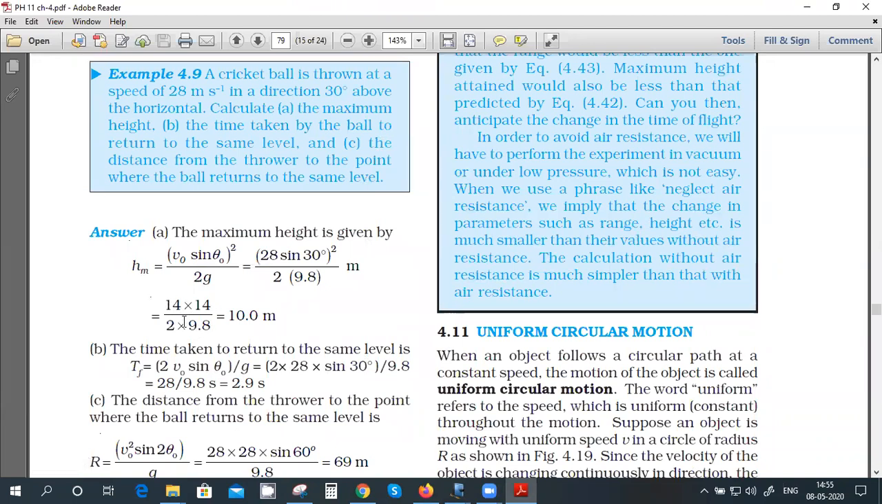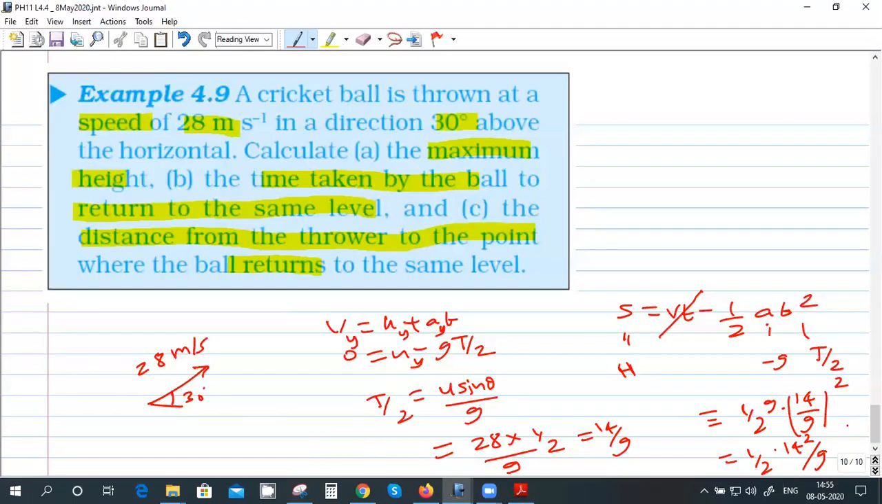14 square by 2g. That's what I got, right? 14 square by 2g. Yes. So we understood the steps, right? Time taken to reach the maximum height point, I can get from S equal to Vt minus half g t square. Acceleration is minus g, so the whole thing will become plus. This T is capital T by 2. To get capital T by 2, I'll use V equal to U plus AT in the vertical direction. So I get this one. And the next one is the time taken for the ball to return to the same level.